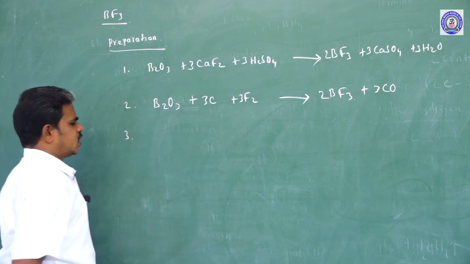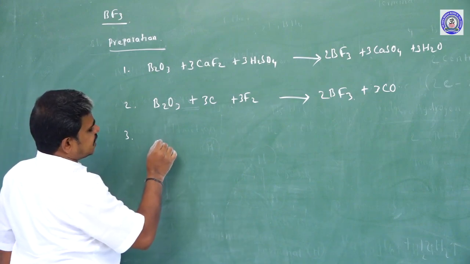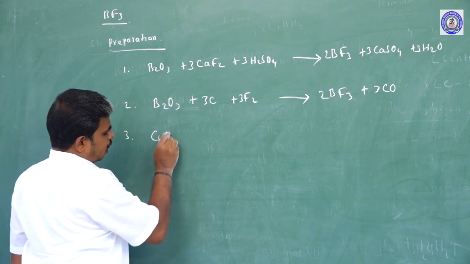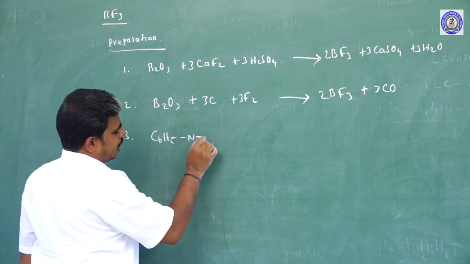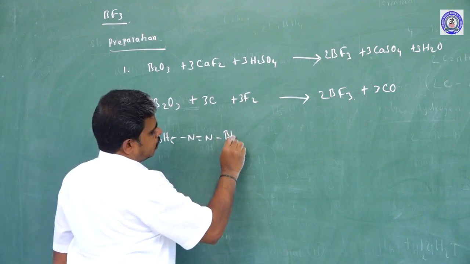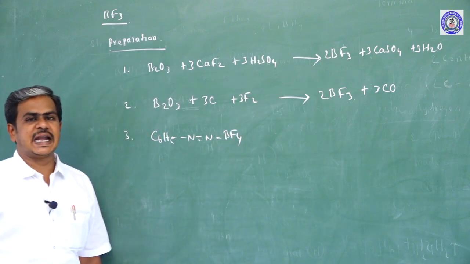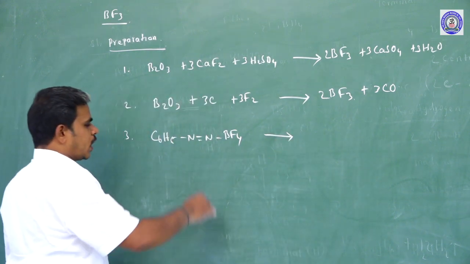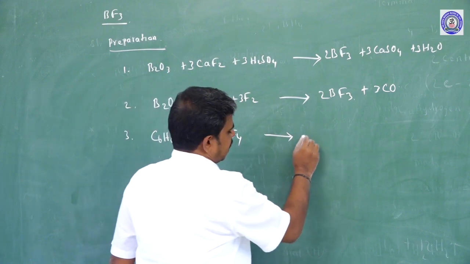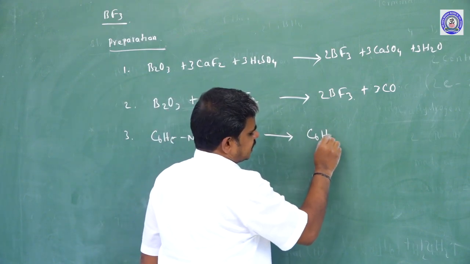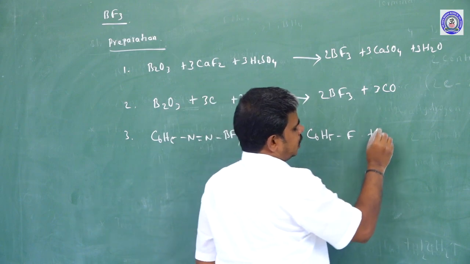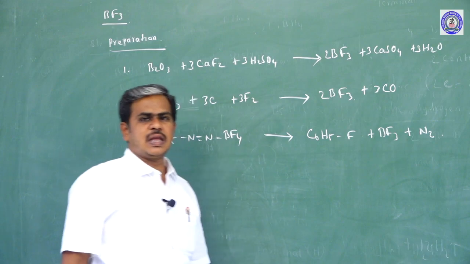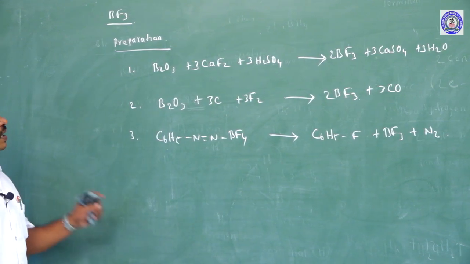The third preparation method is benzene diazonium fluoroborate. What is benzene diazonium fluoroborate? That is C6H5N=N and BF4. This benzene diazonium fluoroborate, on heating, gives fluorobenzene C6H5F, BF3 and nitrogen. So these 3 are preparation methods of BF3.